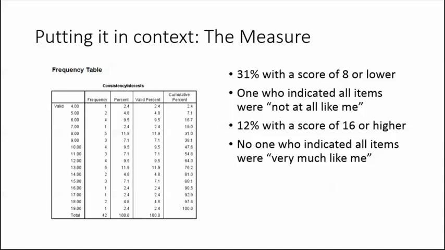Looking at the frequency table helps us be more precise in talking about the distribution. In the case of the consistency of interest scale, we said the mean and standard deviation suggests our participants were less likely to say this described their behavior. When we look at the frequency table, we can see that 31% of participants had scores in the low range, and 1 person had a 4, the lowest possible score. In contrast, 12% had scores in the high range. I got that number by adding the valid percentages for the scores of 16, 17, 18, and 19, but no one had the highest possible score.